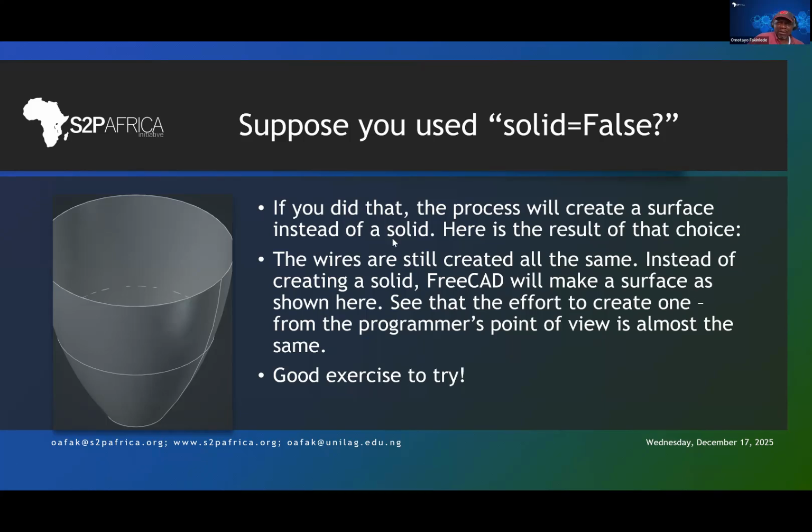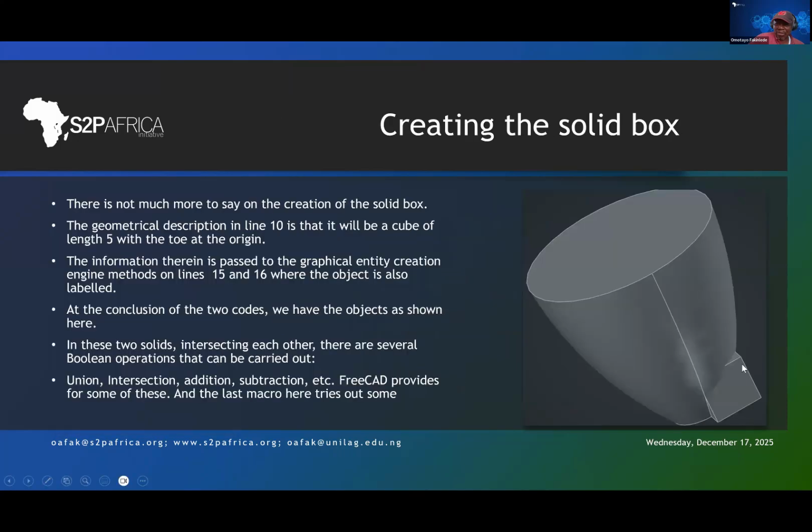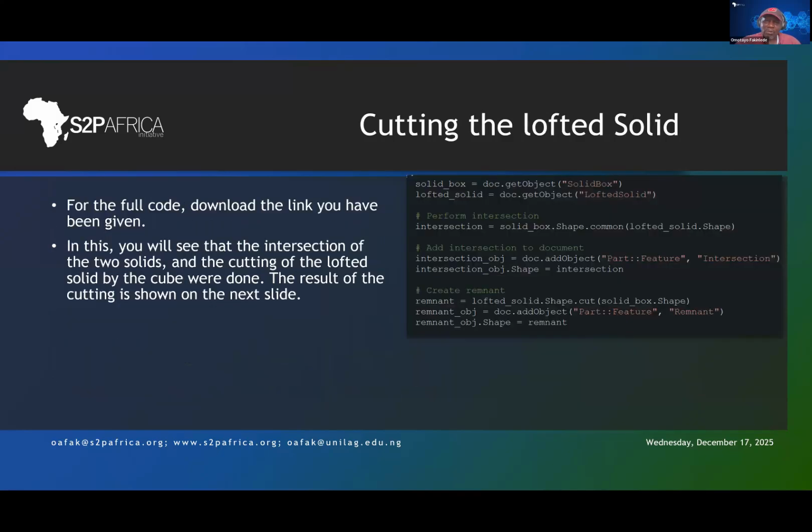After that, when you create the box, it's a small box. This is what you get. The box is at the tail of the lofted solid, but they are entering each other, they are intersecting each other. So again, you will see now that you are able to do some Boolean operations here. And you can cut the lofted solid. If you want to cut the lofted solid, this is the code. The full code is in the third code that I gave you. But this is the engine.